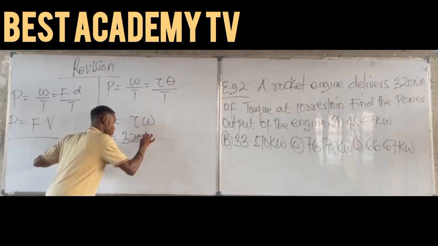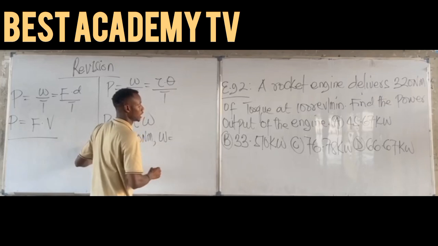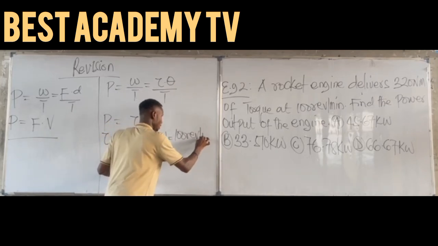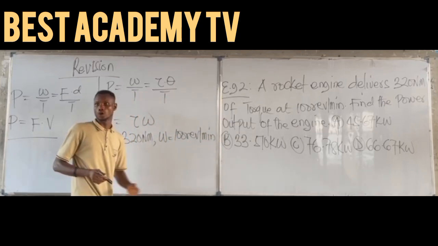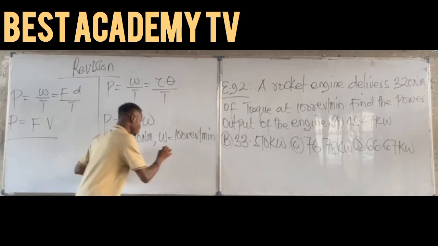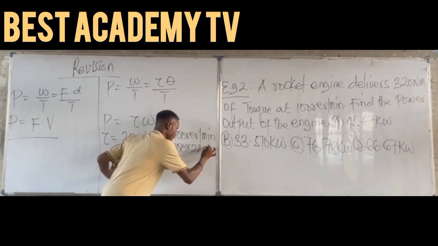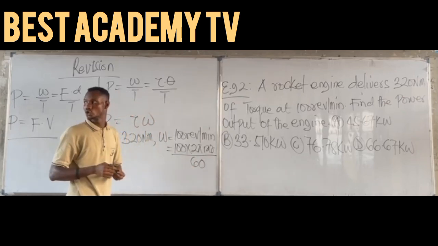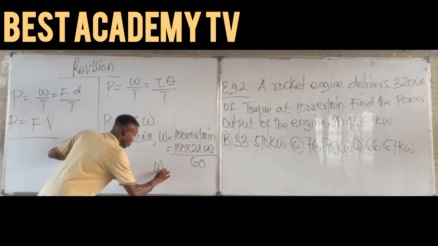Our torque is given to us as 320 Newton meters. Now our omega is given to us as 100 rev per minute. Now let's convert this from rev per minute to rad per second. So this is going to be equal to 100 times 2 pi rad over 60 seconds.